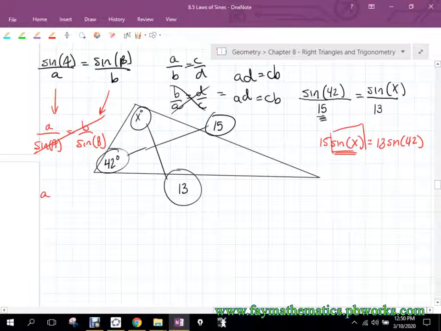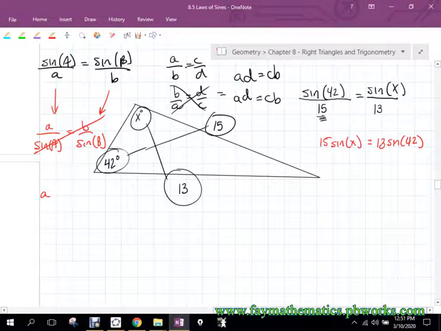So that's my unknown. 15 times an unknown is equal to 13 sine of 42. How do I get my 15 and my unknown separated? The inverse? Not yet. I need to divide by 15 first. I need to get these two things separated, because sine of x is a number. I just don't know what it is. So maybe we can do this. Let's do it this way.